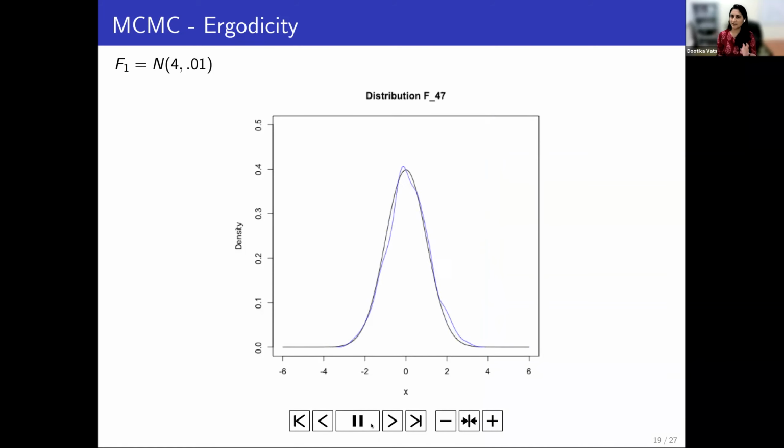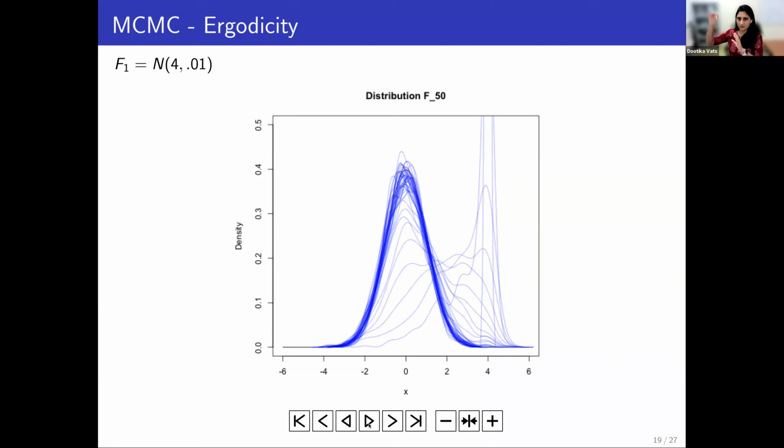Pretty quickly, in about 10, 15 steps. So I'm starting a bit far away now, at 4, but I'm still able, in a few steps, to come to my starting distribution.